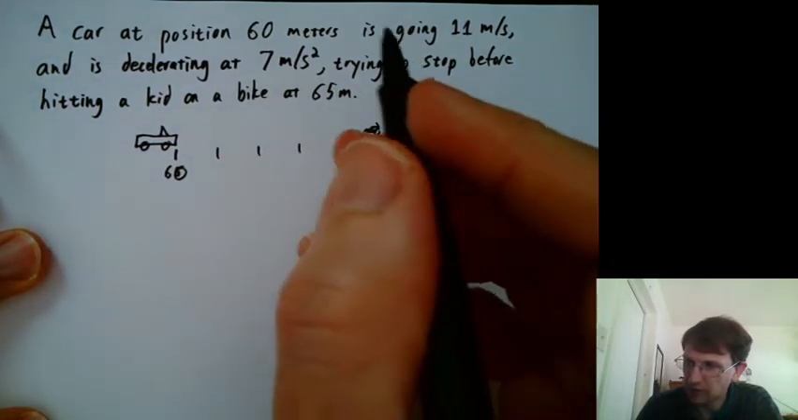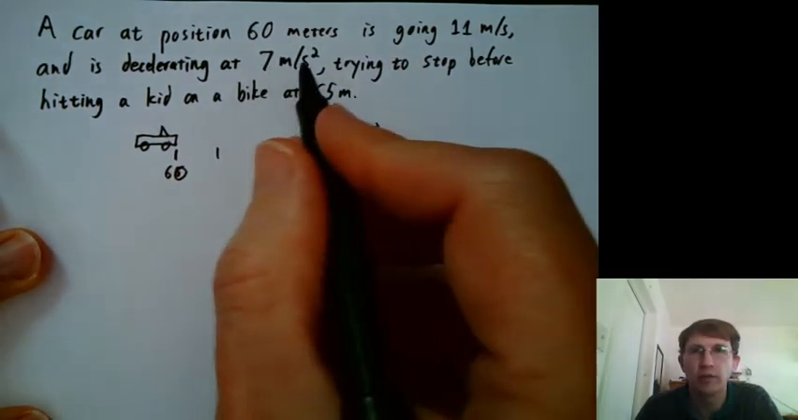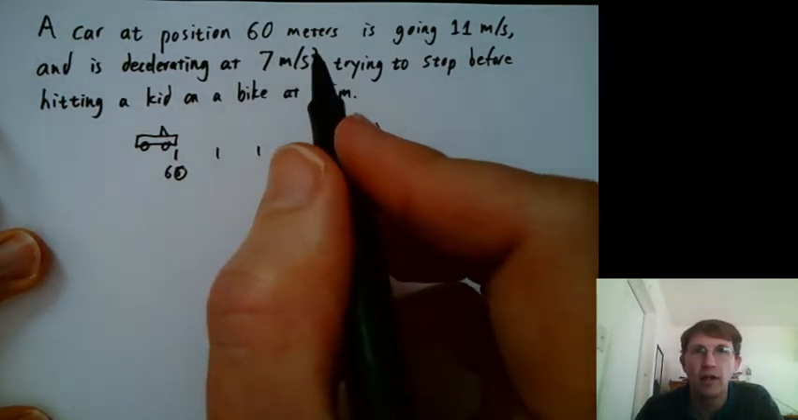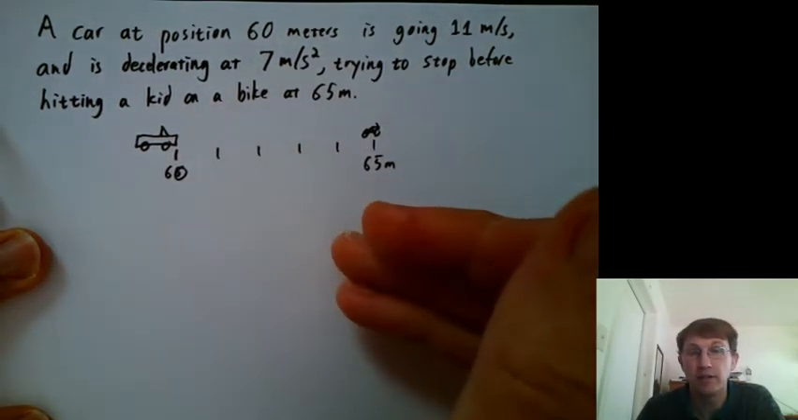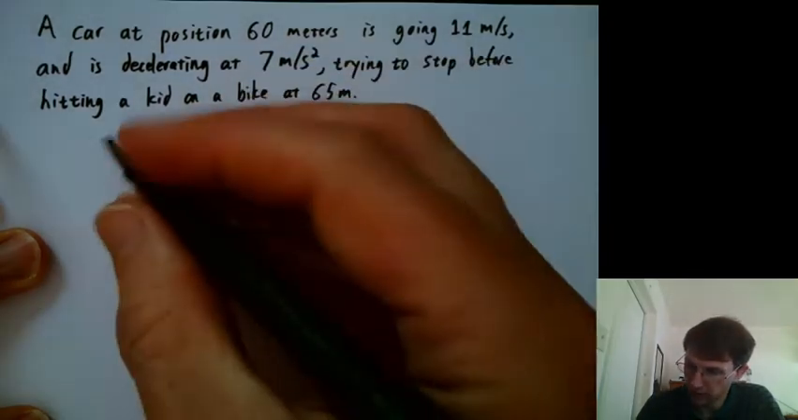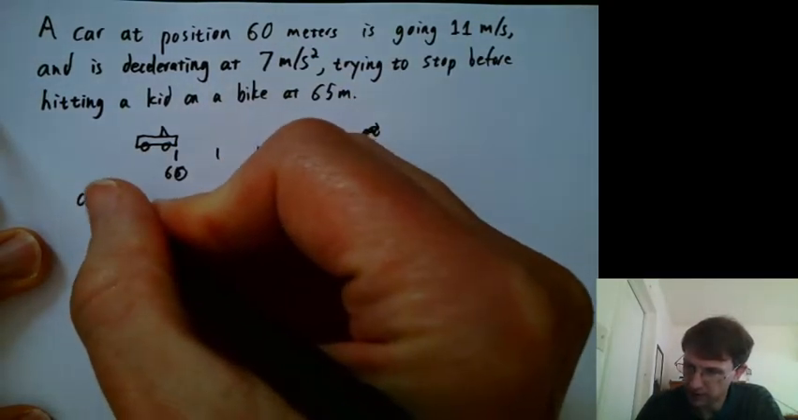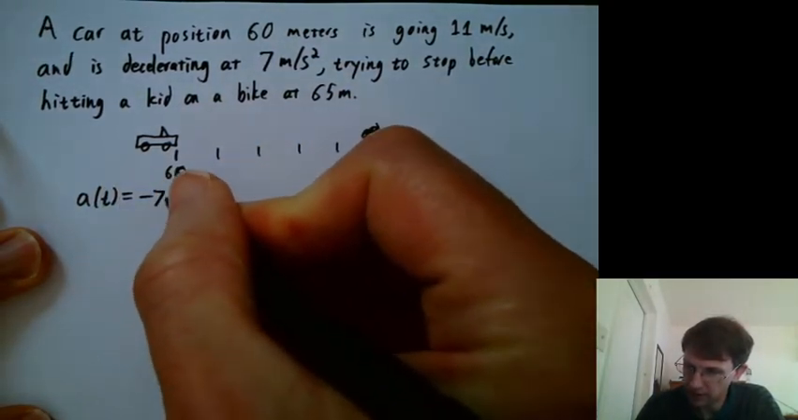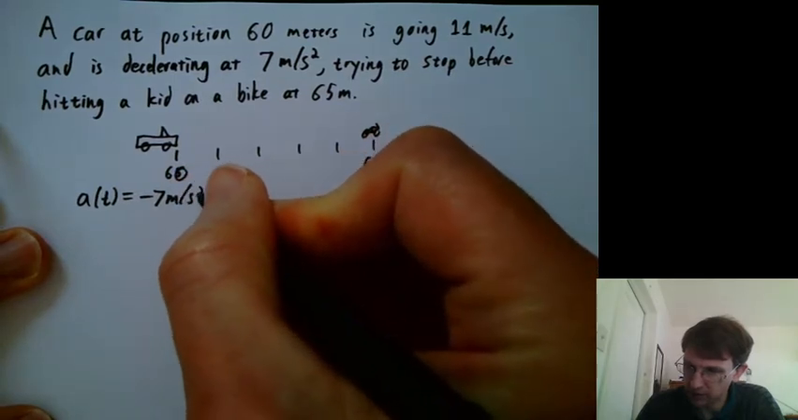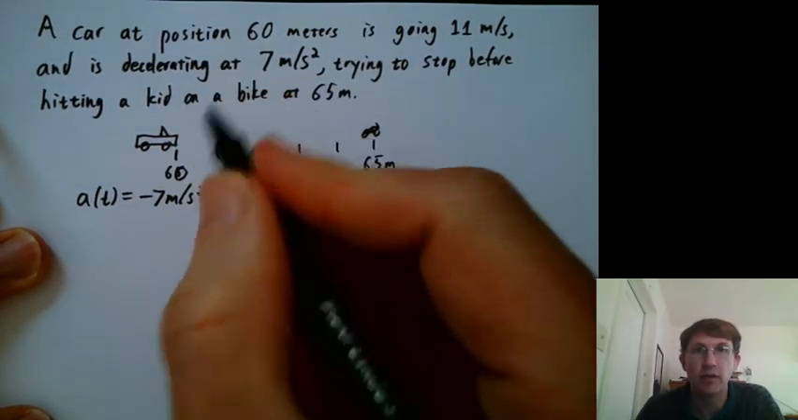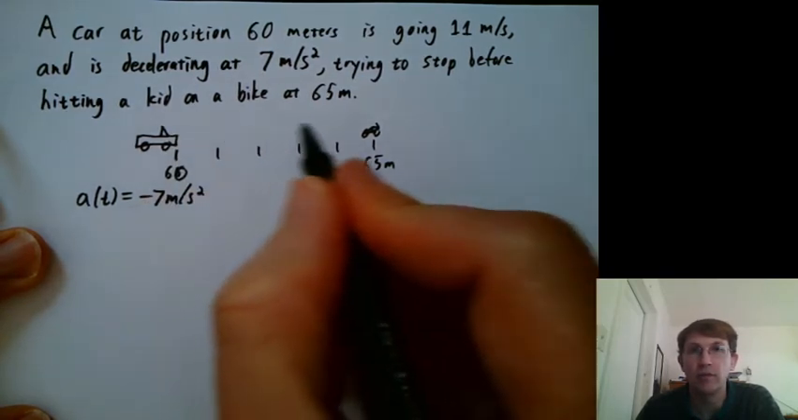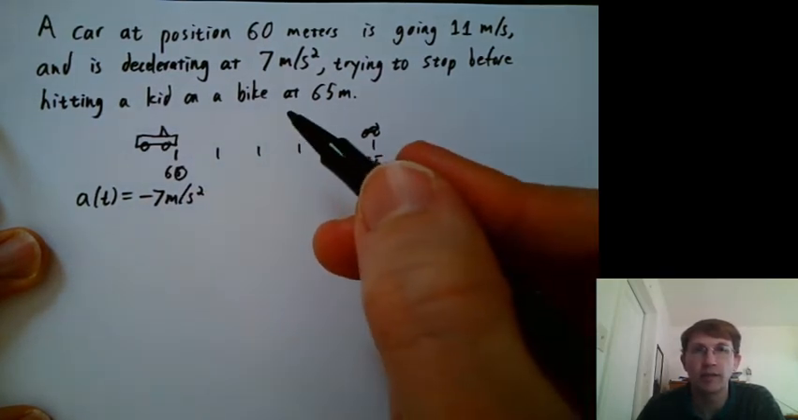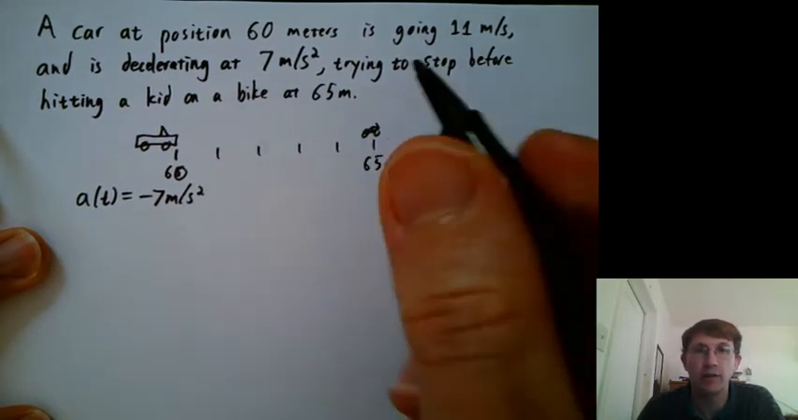Well, we know the acceleration, and I guess we'll presume that that's constant. We want to know how the velocity is changing with time. We want to know how the position is changing with time. So what we can say is the acceleration at time t is negative 7 meters per second squared. The deceleration means the acceleration is negative. So while the car is moving this way, the acceleration is kind of trying to pull it back that way.